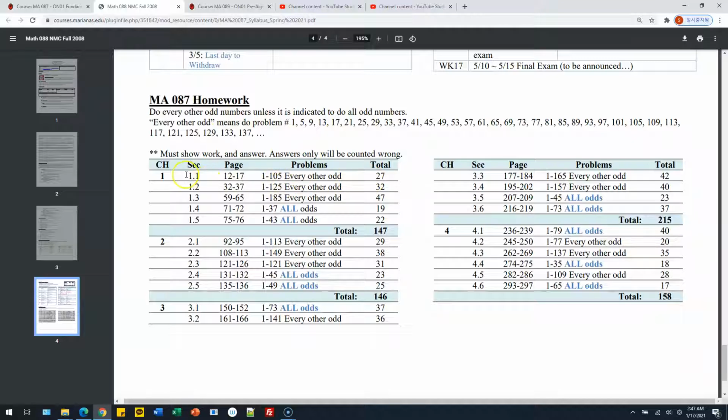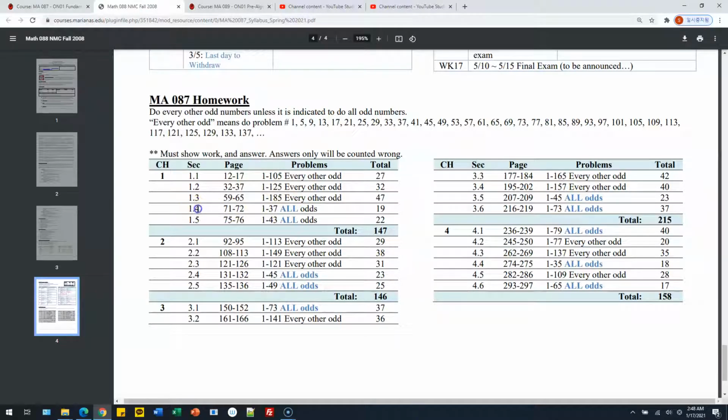So for chapter 1.1, you have to do every other odd numbers, starting from 1 to 105. Since you're starting from number 1, the next one is 5, 9, and 13. So follow these numbers. That's for every other odd numbers.